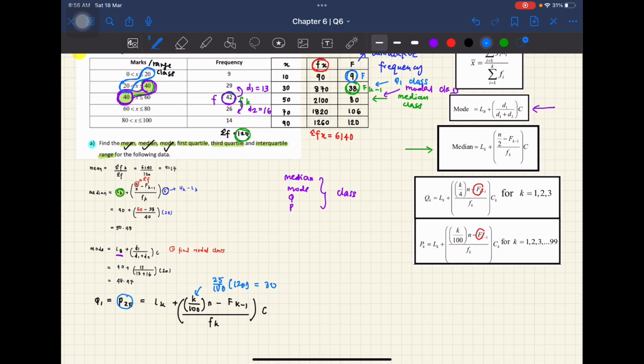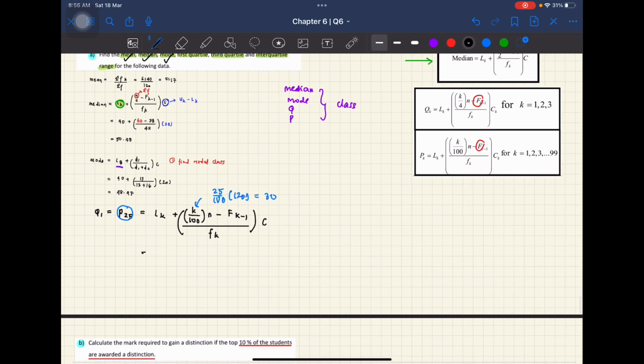Okay, so ini adalah F besar K tolak 1. Okay, and then saya perlukan apa? Saya perlukan frequency of the class. So which is 29. So ini adalah FK. Okay, so nampak dekat sini awak ada yang ini, awak perlukan ini, awak perlukan ini untuk masukkan ke dalam this one. Okay, so jom kita masukkan dalam kita punya formula.